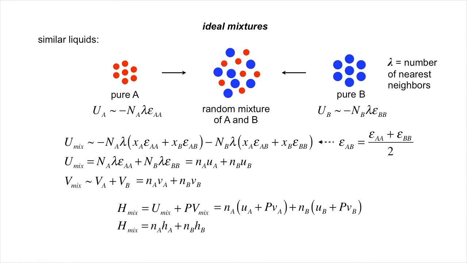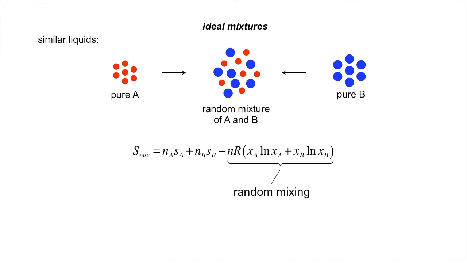Note that although the final result is the same as for an ideal gas, the reason is totally different. In an ideal gas, there are no potential energy interactions. In a liquid, there are strong interactions, but because the molecules are similar, the replacement of AA and BB interactions with AB interactions results in a similar superposition of the internal energies.